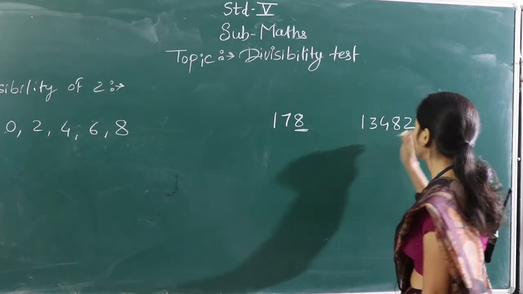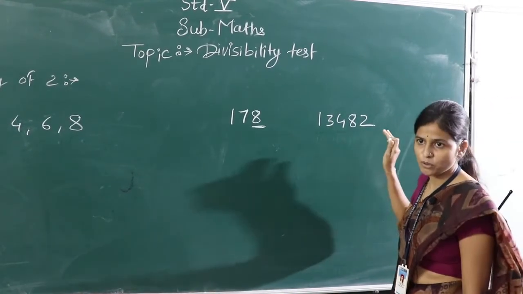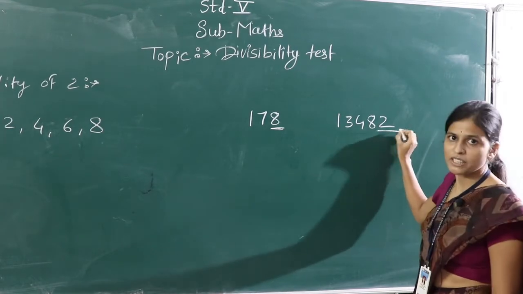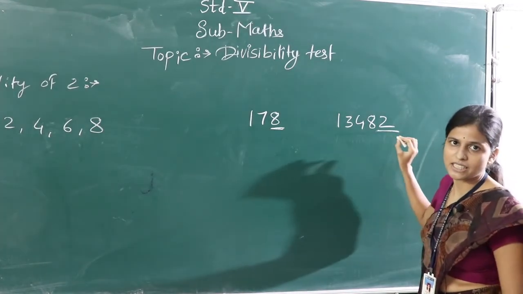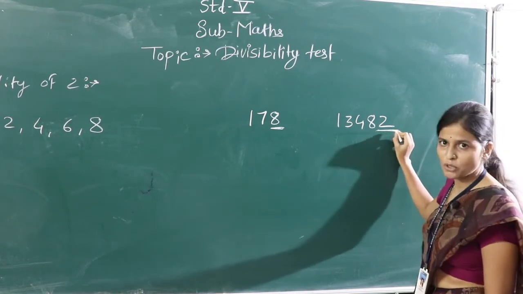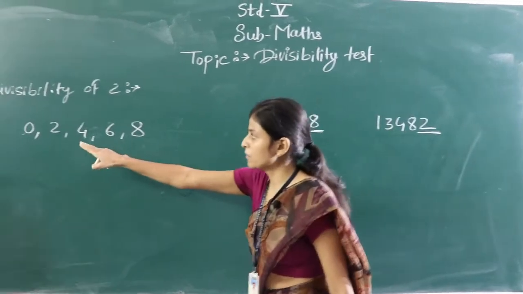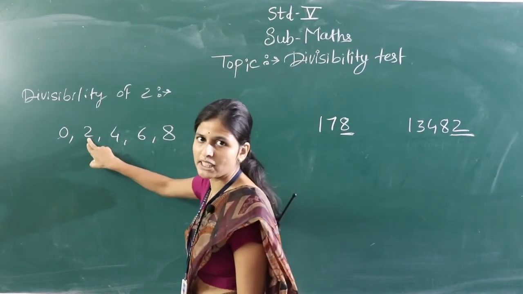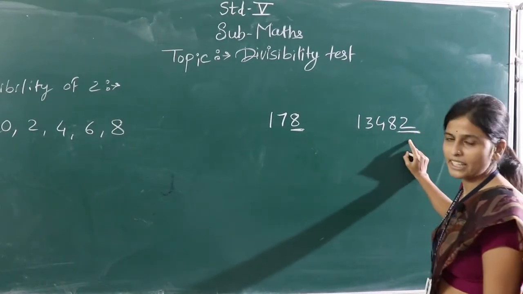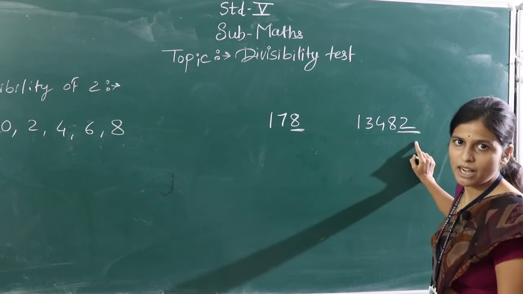13482. This is a more-digit number. This takes more time to divide, but by seeing its unit digit we can directly tell whether this number is divisible by 2 or not. The unit place has the number 2, and in the divisibility of 2, there is number 2. If number 2 is in its unit place, then the number is divisible by 2. That means the number 13482 is divisible by 2.